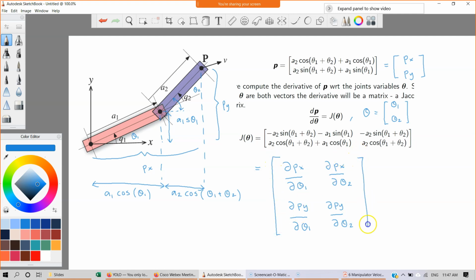So we take partial derivatives. In the first row, we take partial derivative of px: the first column with respect to theta 1, the second column with respect to theta 2. In the second row, we take partial derivative of py: the first column with respect to theta 1 and the second column with respect to theta 2.